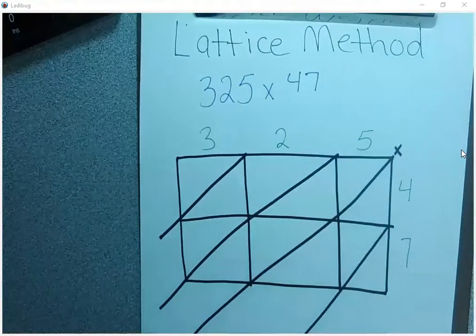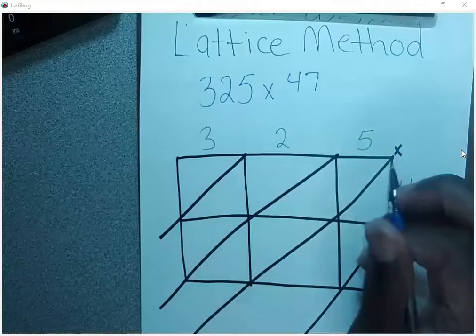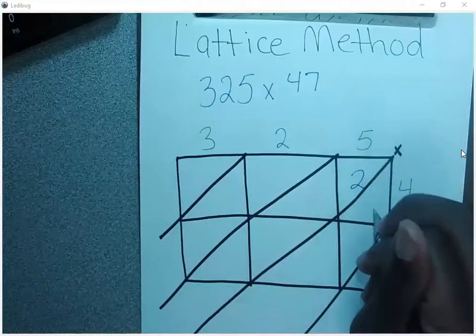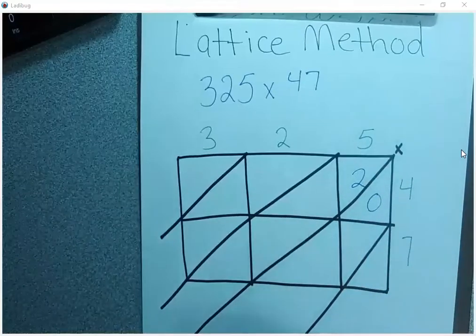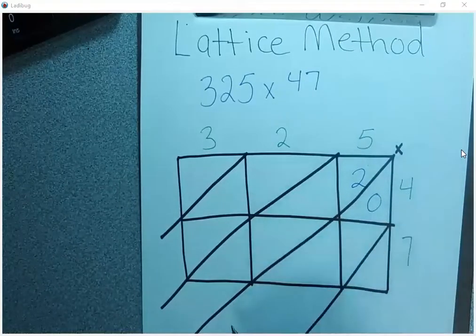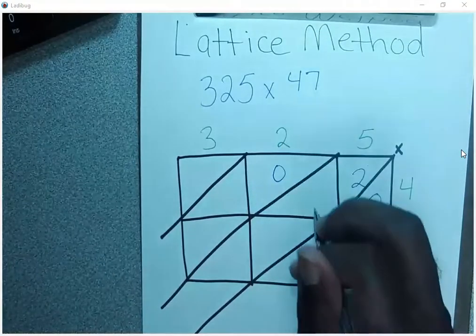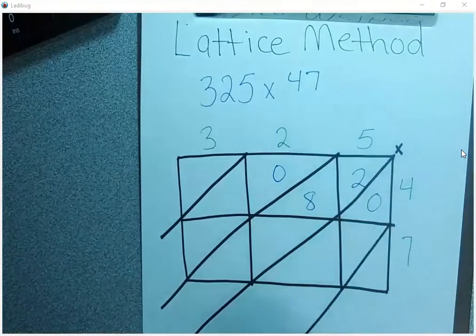I'm going to start with my 4. 4 times 5 is 20. So I'll put the 2 in this box, the 0 in this box. 4 times 2 is 8. Since 8 is a single digit number, I put a 0 up top. An 8 goes right here.